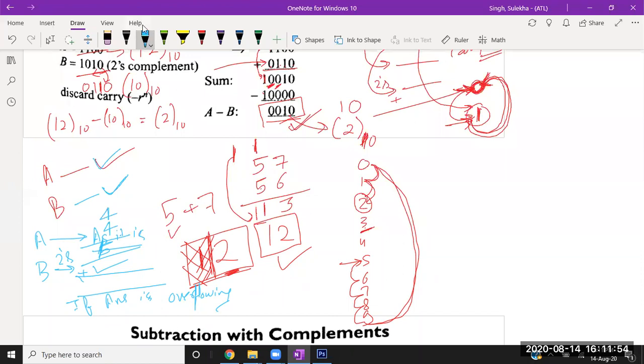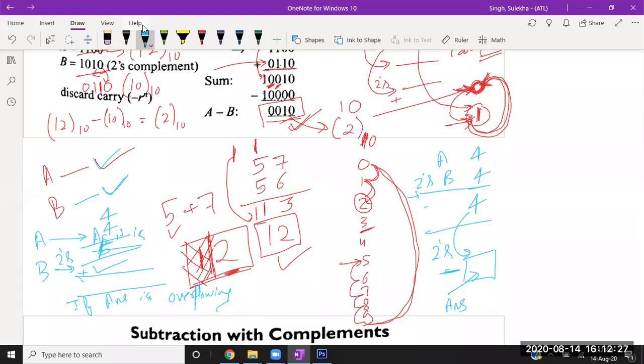And if you are not getting any overflow, if you are taking A and 2's complement of B and adding, suppose this one is 4 bit, 4 bit, and you are ending with 4 bits, then you need to take the 2's complement of your addition, and whatever the 2's complement of the addition is, that is your answer, but with a negative sign.